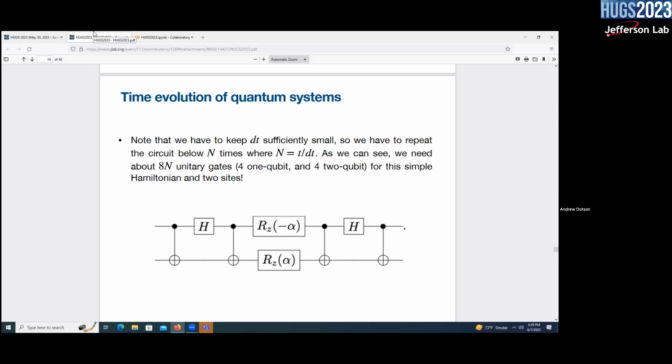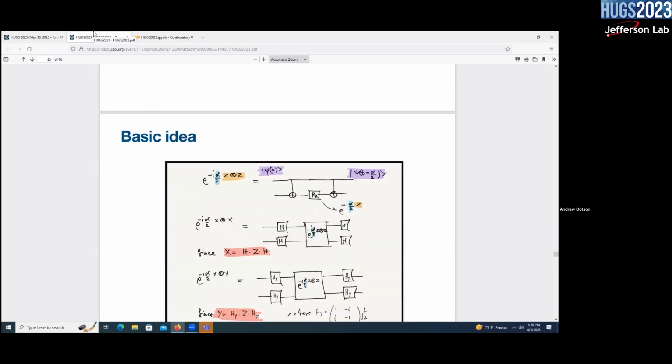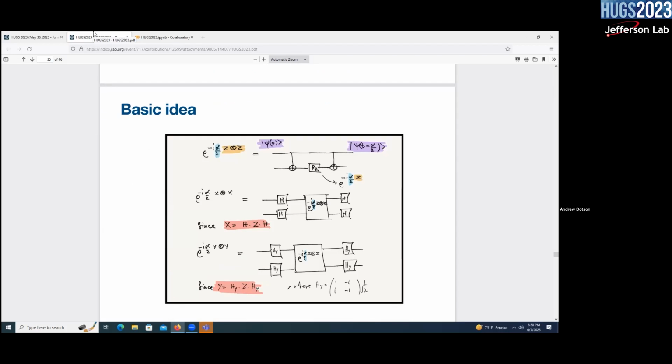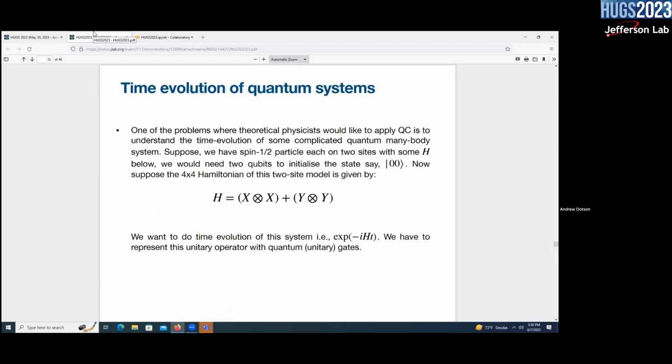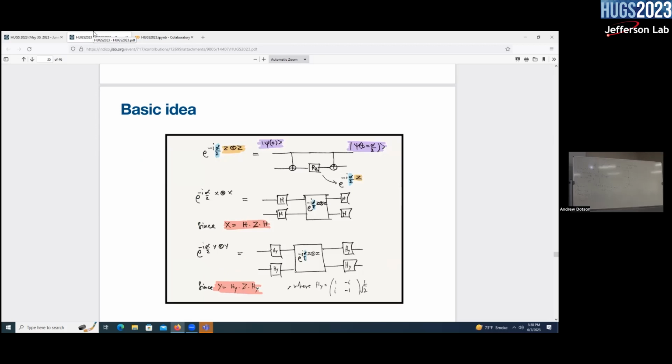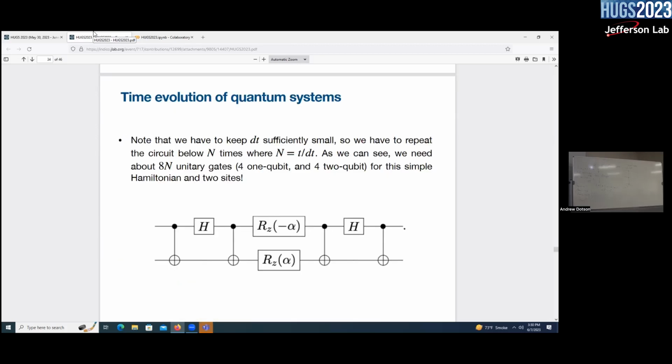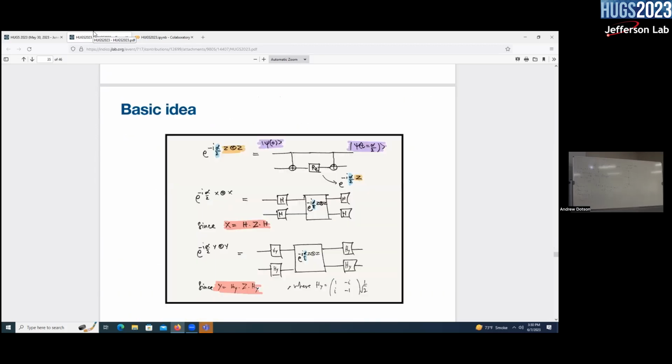So the number of gates required for this simple case is 8n, times the number of steps I need to take. And that's a huge number, because n can be 20, 40, 50, something like that, depending on the accuracy. So this is very complex. But even then, let's just see the basic fundamental. This is XX plus YY. How did I write this circuit down? This is one of the important points.